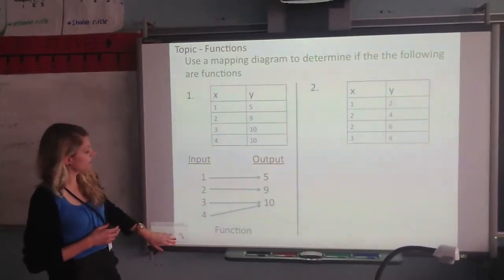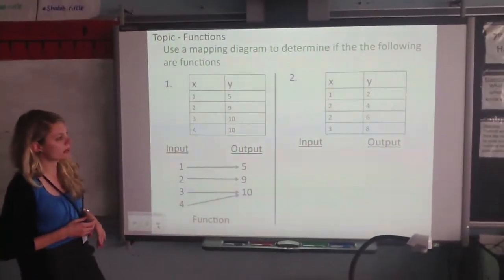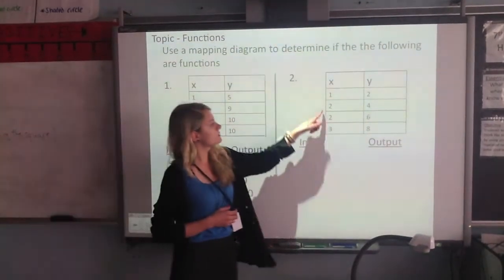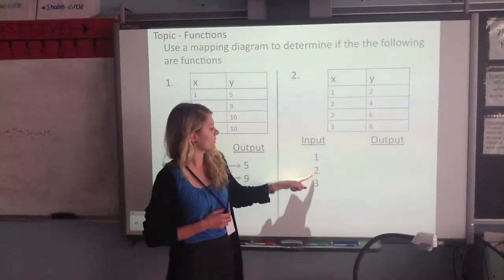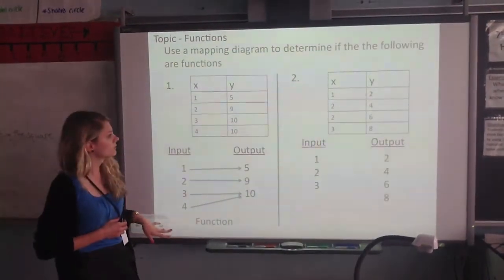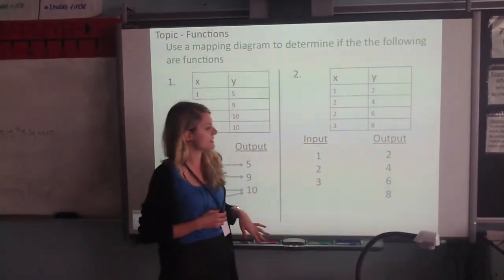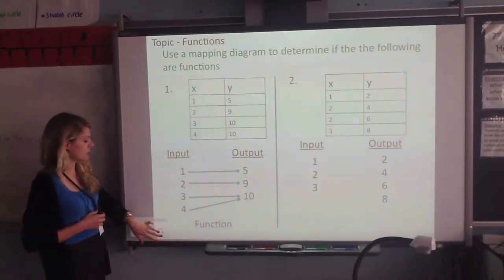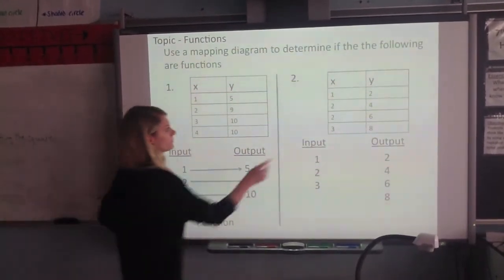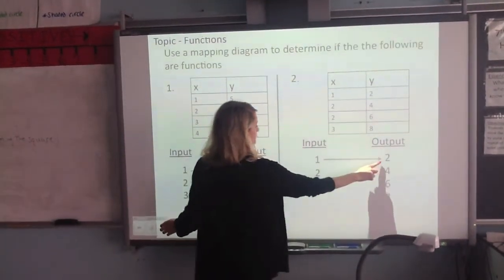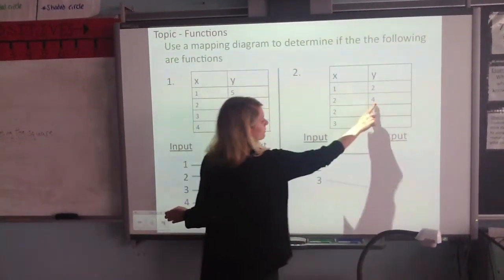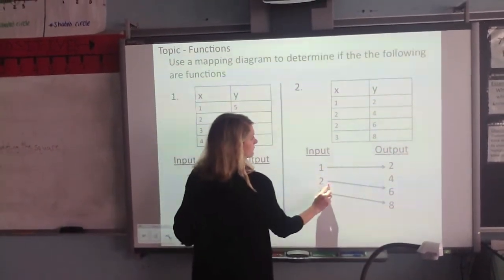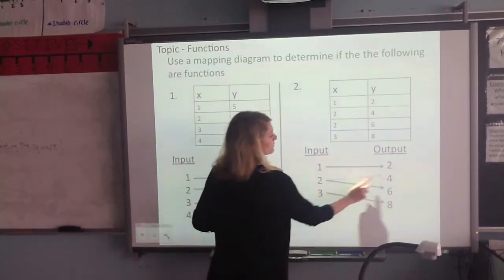So for number 2, again, I'm going to start by making my mapping diagram, writing input and output, and listing my values for my input, 1, 2, and 3. I don't have to write the 2 twice, I can just write it once. And then my values for y, 2, 4, 6, and 8. Just like we did over here in number 1, I'm going to draw my arrows showing each output of the input. So for 1, my output is 2. For 2, my output is 4. For 3, my output is 8. And for 2, I also have an output of 4.